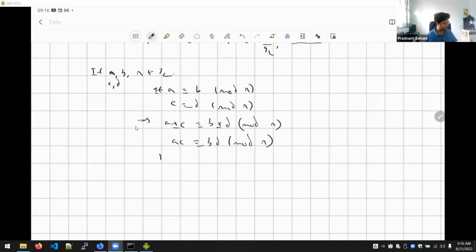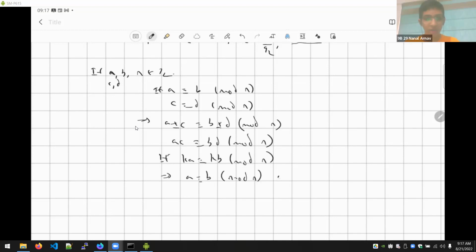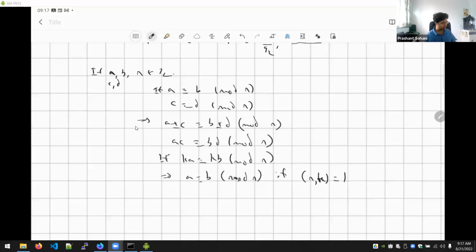So if KA is congruent to KB mod N, then what is the condition under which we can say that you can cancel K? GCD of N and K is 1. If GCD of N and K is equal to 1, this is true, but in fact, this is a special case of a much more general thing.